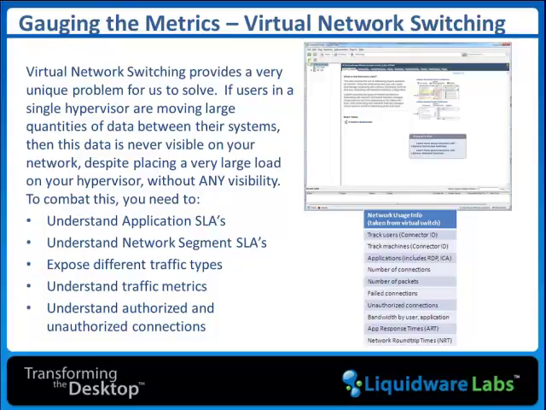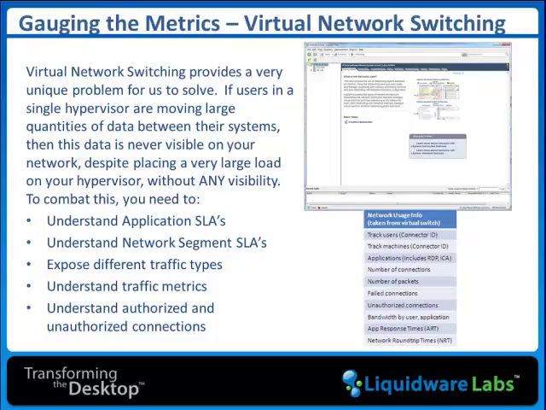Not just the network, but also the application. I also need to understand network segment service level agreements. So if I have 6 or 7 different router hops to get to that application, I need to understand how long each of those hops is taking. So where is my latency occurring? Where is the slowness? Where is the bottleneck occurring?